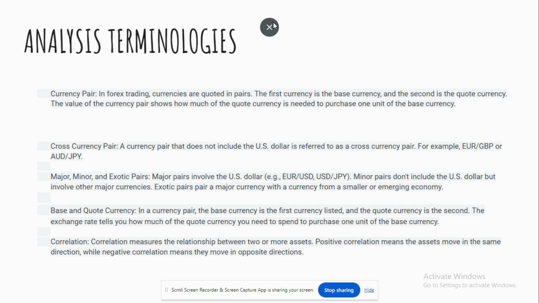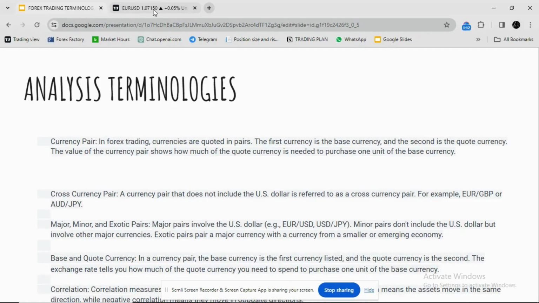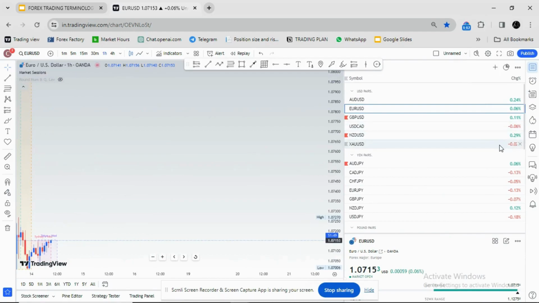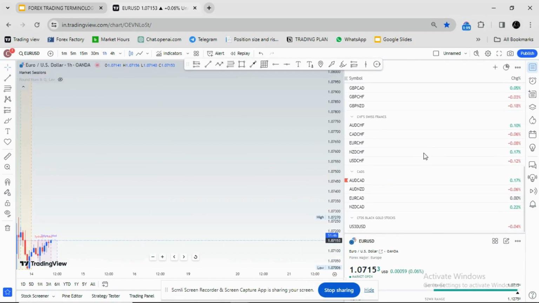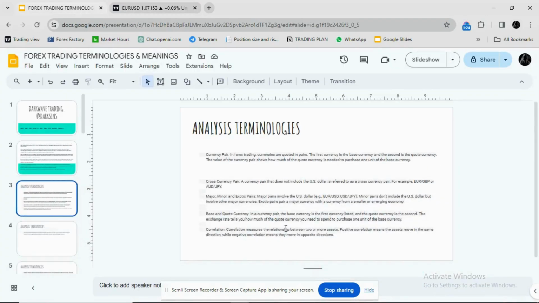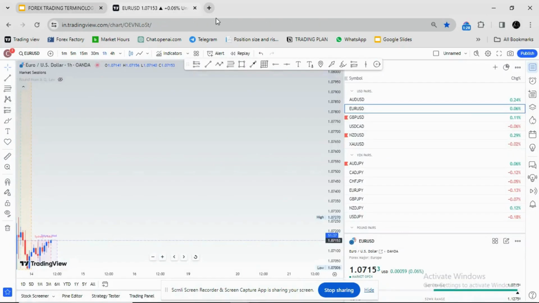Okay, so first of all, we're going to begin with a currency pair, right? A currency pair is not that hard. A currency pair in Forex, and I'm going just to show you here. All of this in my watch list. This is my watch list, and this is TradingView. All of these are currency pairs, right? All of these are currency pairs, and in currency pairs we normally have major pairs and minor pairs.